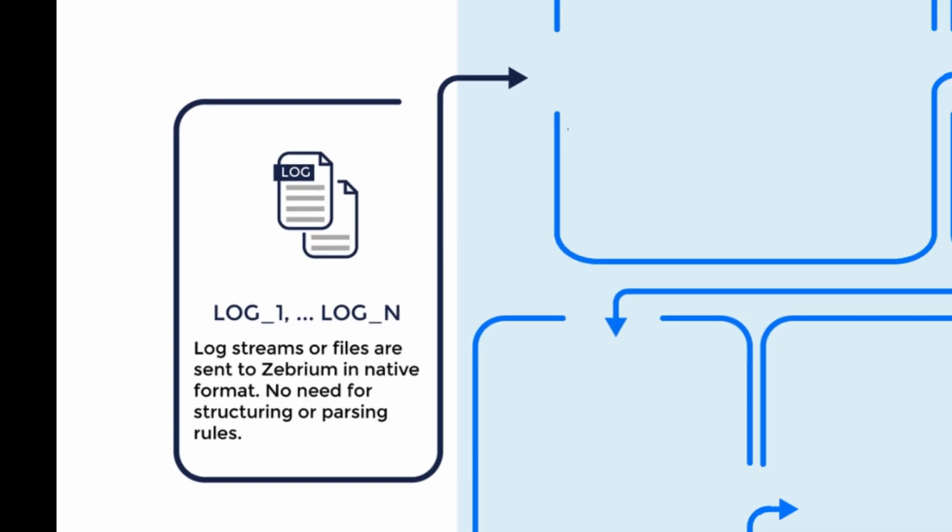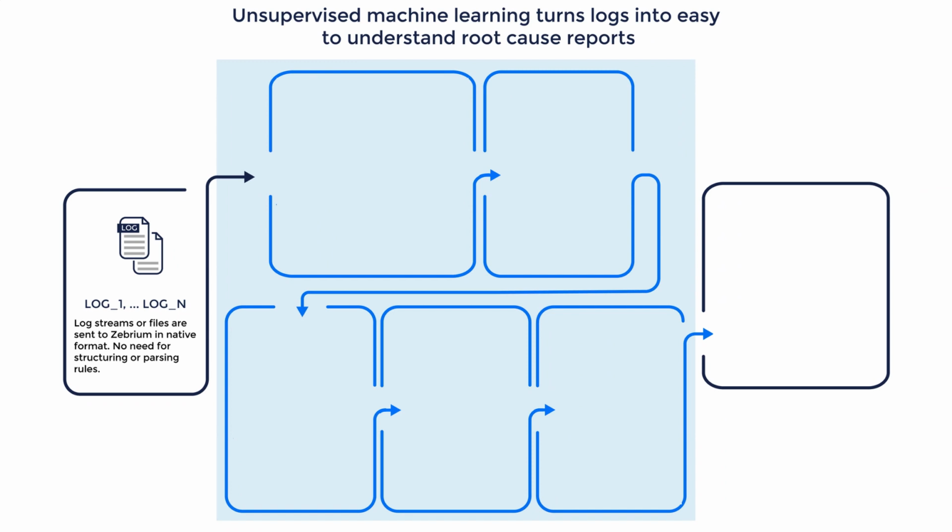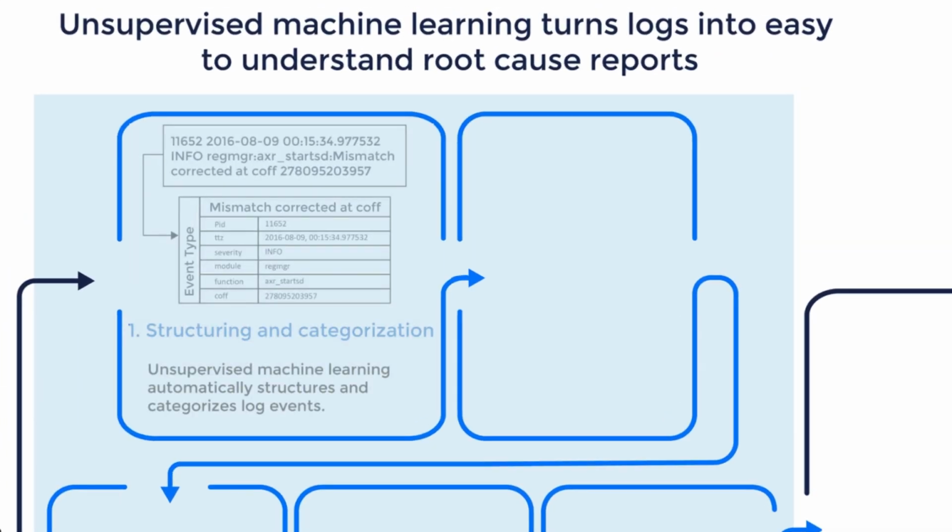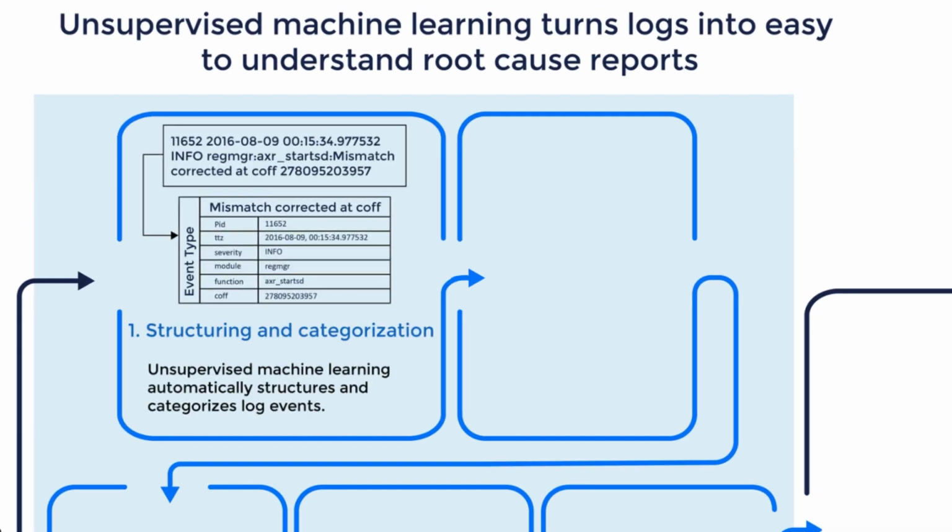The logs can be from any application or type of infrastructure, and you don't have to tell us about the formats or set up any parsing rules. The first layer of the machine learning is the most important. It uses unsupervised machine learning to structure and categorize the log events. Quick side note, it does very well even for new or very rare log events. And this turns out to be important because identifying new and rare events is extremely useful when trying to find the root cause of a problem.